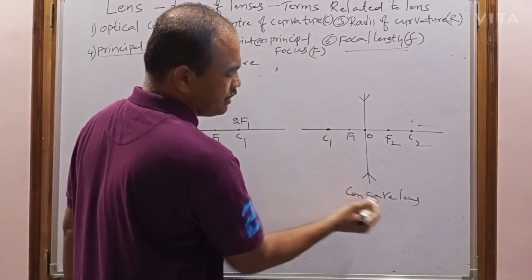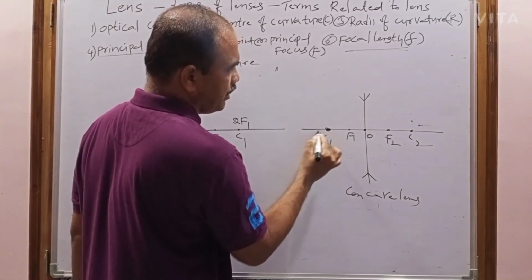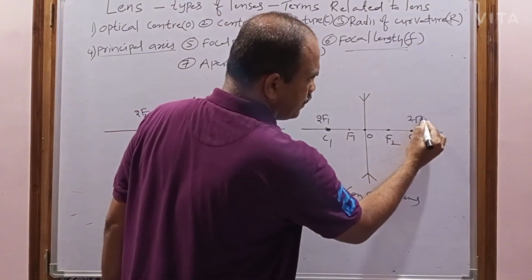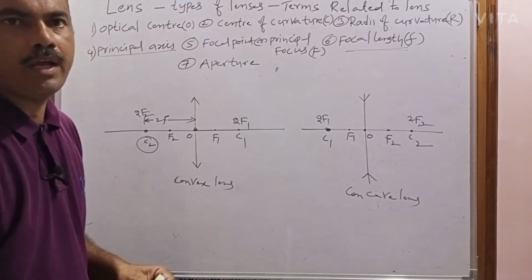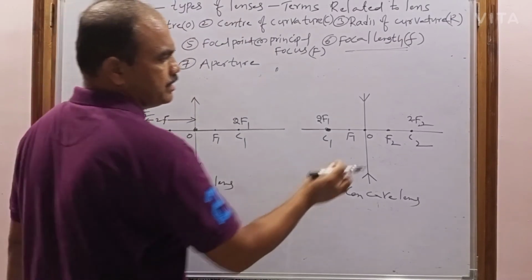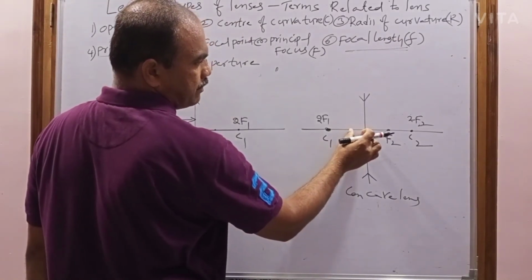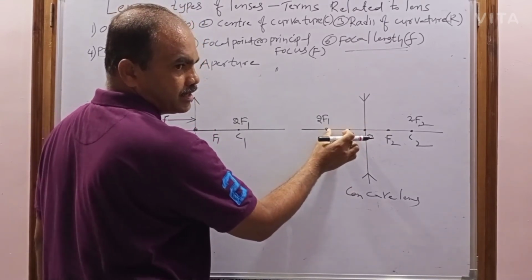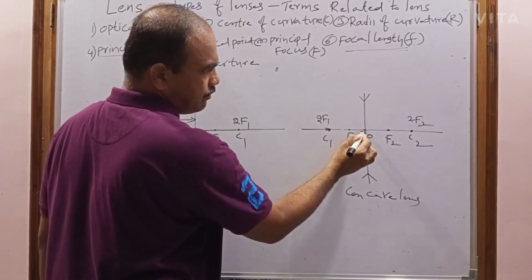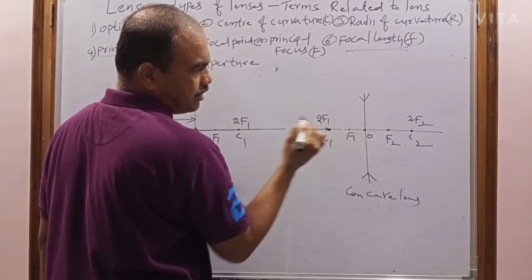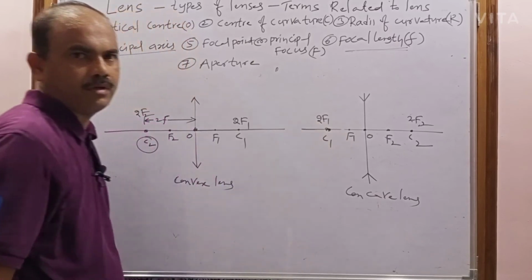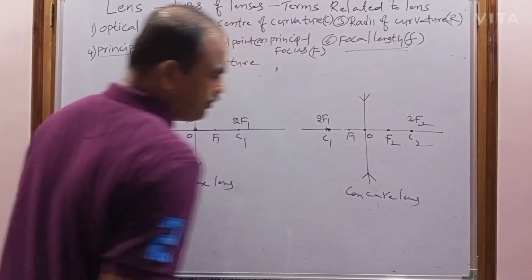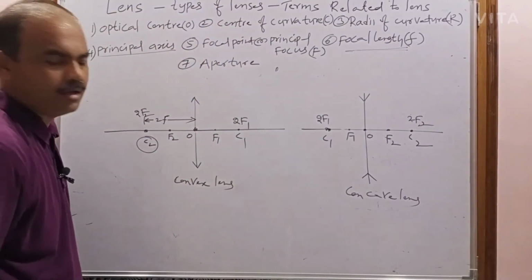In the case of the concave lens, this is C1. This C1 can be represented with 2f1 and this C2 with 2f2. The distance between the optic center and the first principal focus, and the distance between the first principal focus and the first center of curvature, will be the same. So the distance from the optic center to C1 can be taken as 2f1. C1 can be represented with 2f1 and C2 with 2f2 in the case of the convex lens as well as the concave lens.